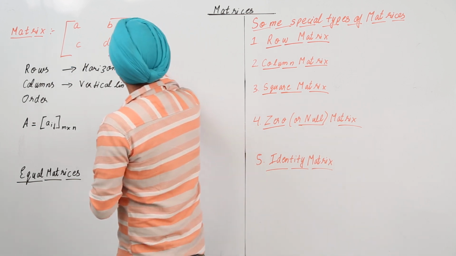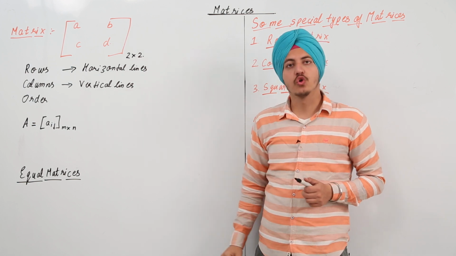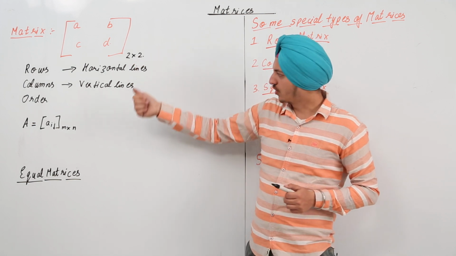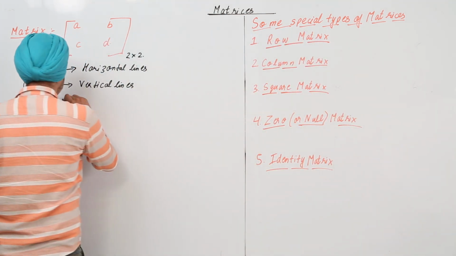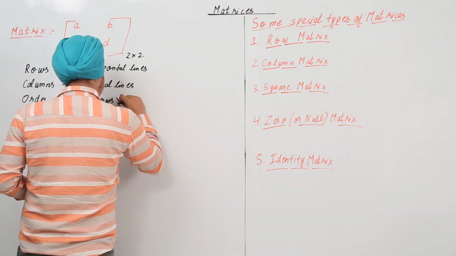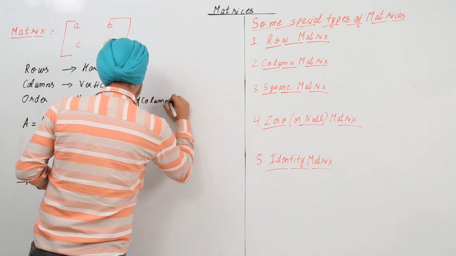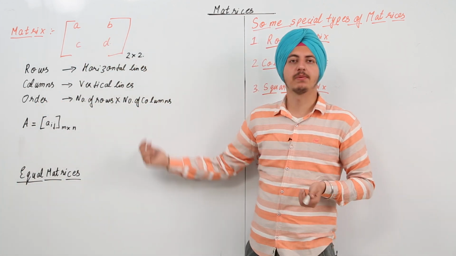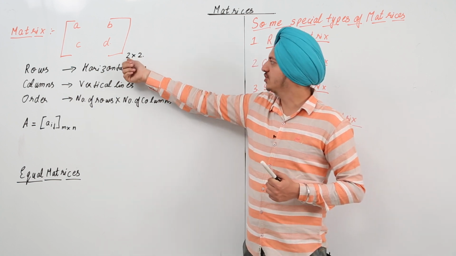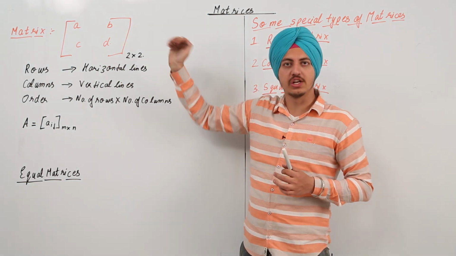So the order is written over here like this. This is the number of rows into the number of columns. So this is the number of rows, this is the number of columns, that is the order. We don't have to multiply 2 and 2 and make it 4. No, this is how it's written, 2 by 2. A 2 by 2 matrix is written as 2 into 2. So this is called a 2 by 2 matrix because it has 2 rows and 2 columns.